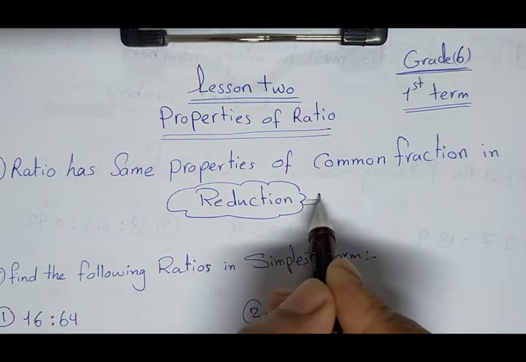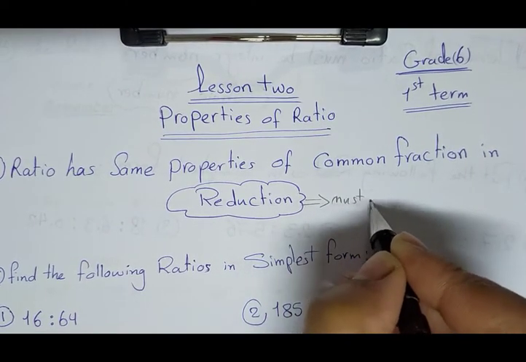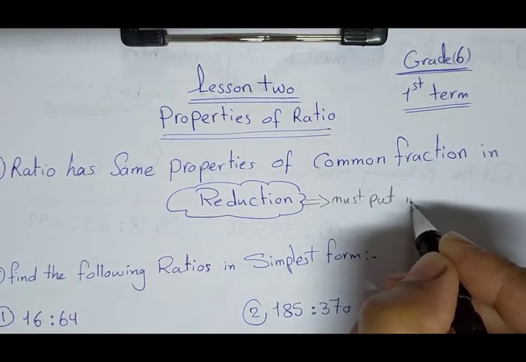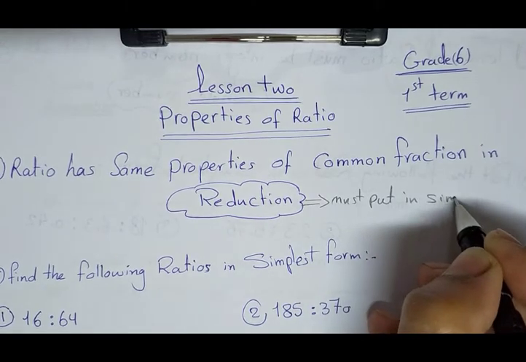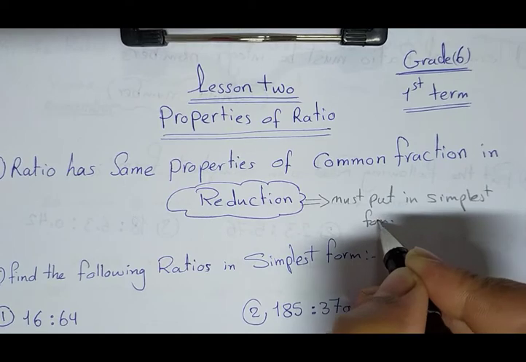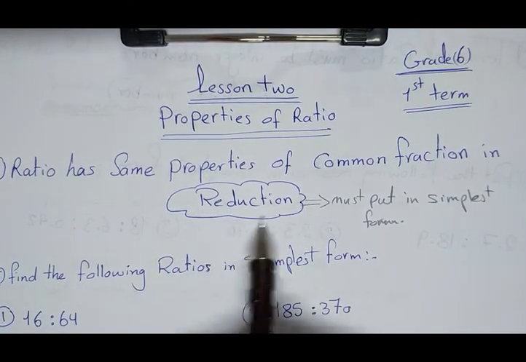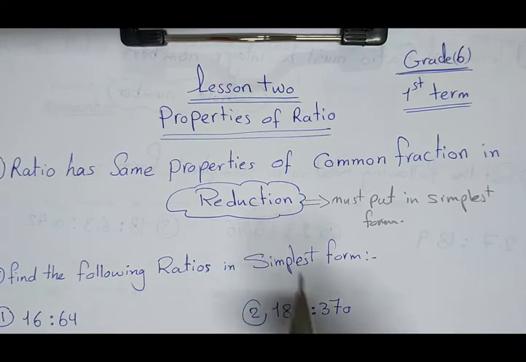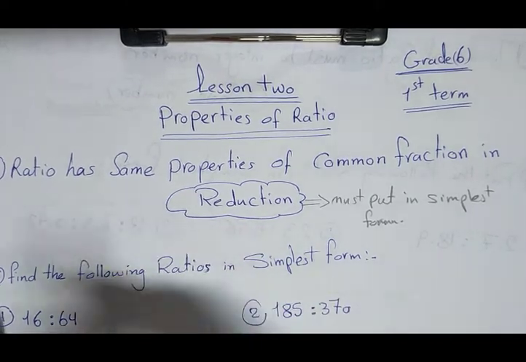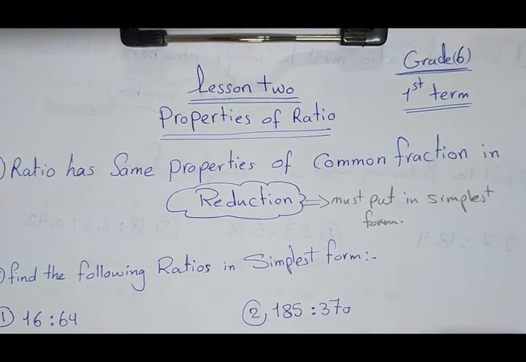Reduction means we must put the ratio in simplest form. يعني ايه؟ يعني reduction هنا معناه ان انا لما يكون عندي ratio must put in simplest form. Try with me in the next example to explain this property in more detail.